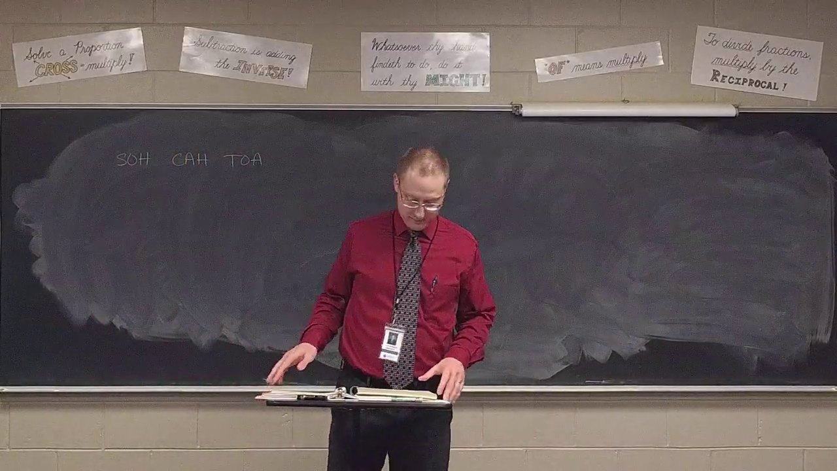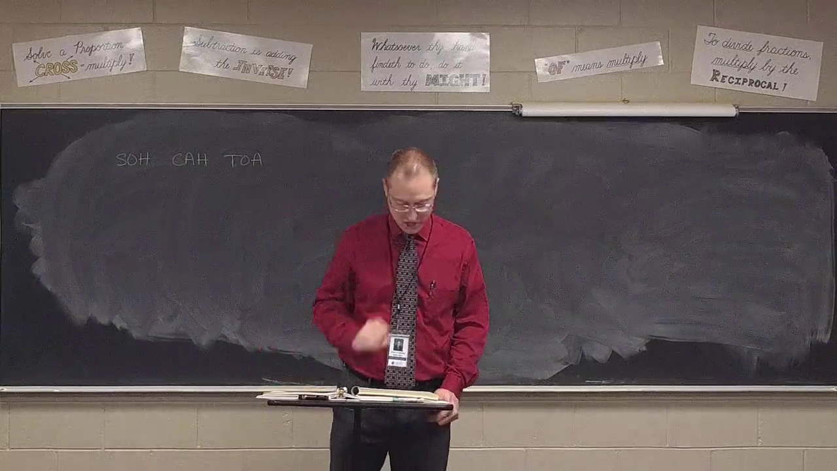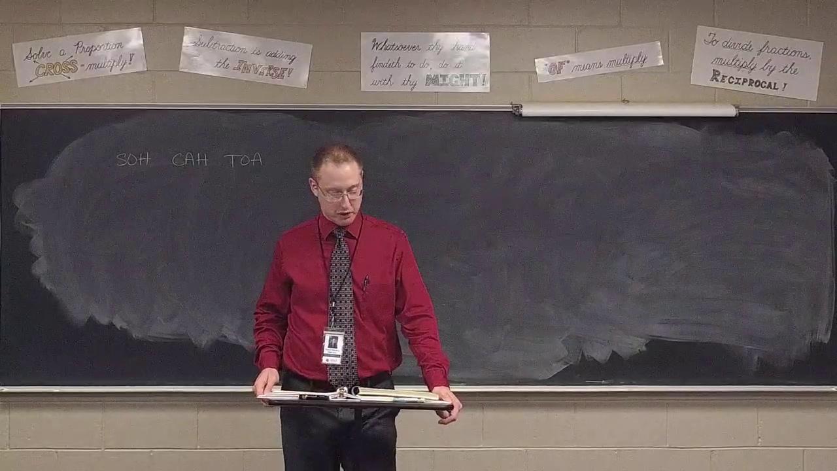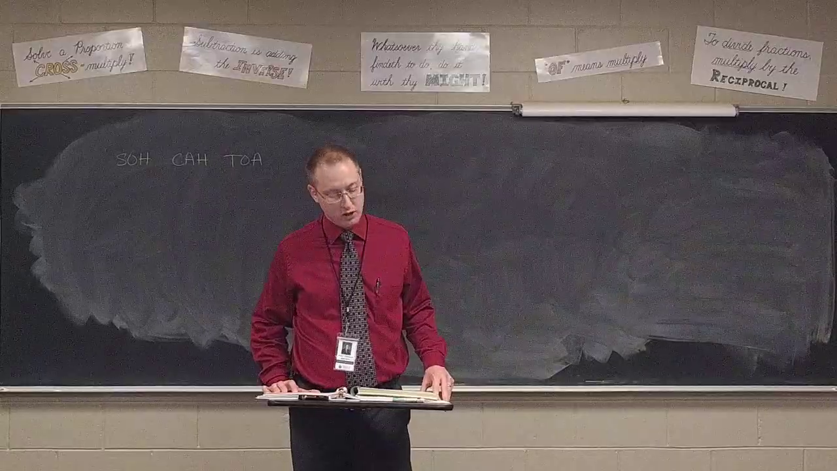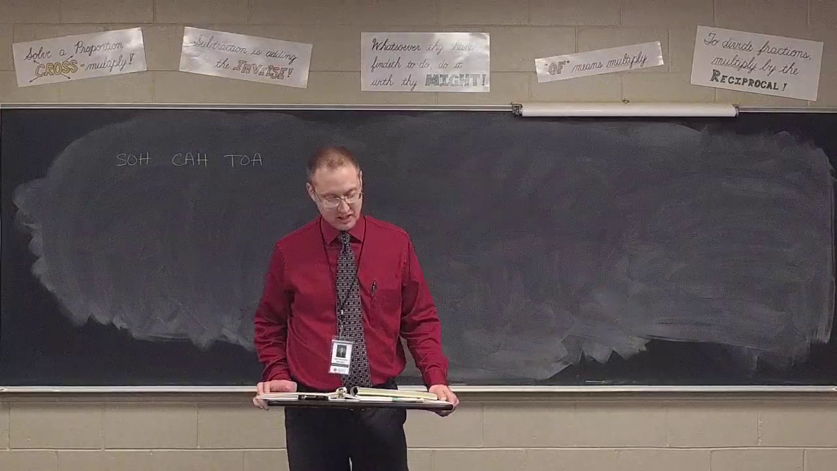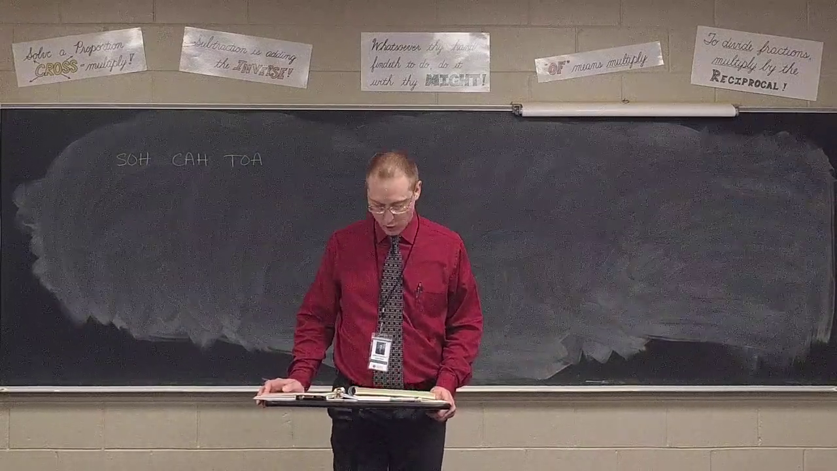Okay, well, Lana, number 13. You marked little angle R. What did you get for the sine of R? 9/41. Good. Opposite over hypotenuse is 9/41. What about the cosine? 40/41. Good. Adjacent over hypotenuse is 40/41. And the tangent? 9/40. Opposite over adjacent. Good.